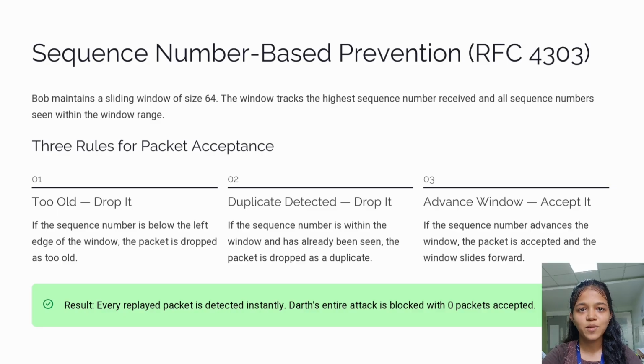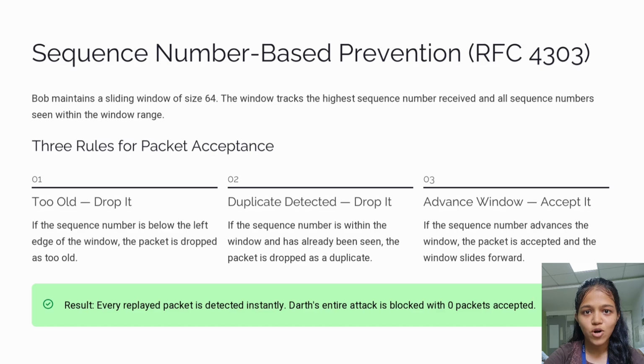Now I'll explain the prevention part. RFC 4303 solves replay attacks using a sliding window mechanism. Bob keeps track of the last 64 sequence numbers received. When a packet arrives, Bob checks whether the sequence number is too old, already seen, or completely new. If it's old or duplicated, the packet is dropped immediately. If it's new, the window moves forward and accepts it.